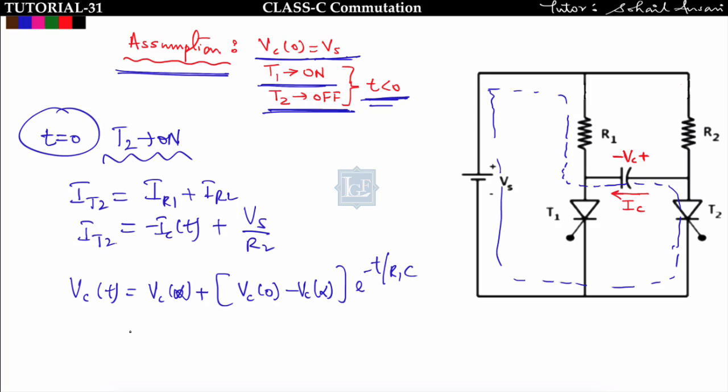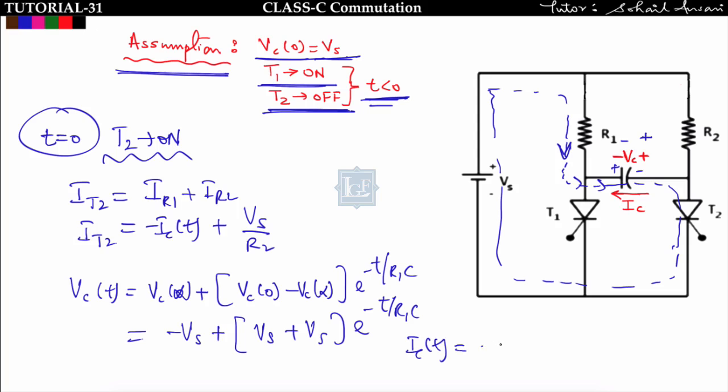What will be the Vc(∞)? The capacitor is charging with this plate plus and this plate minus, and initially it was from plus to minus, so Vc(∞) will be minus Vs. So minus Vs plus Vc(0) is equal to Vs minus (minus Vs) e to the power minus t upon R1C. So finally Ic(t) I will get, that is equal to minus 2Vs upon R1 e to the power minus t upon R1C.